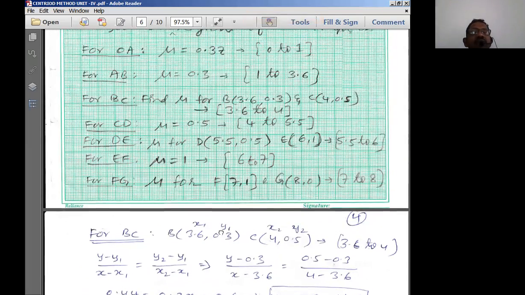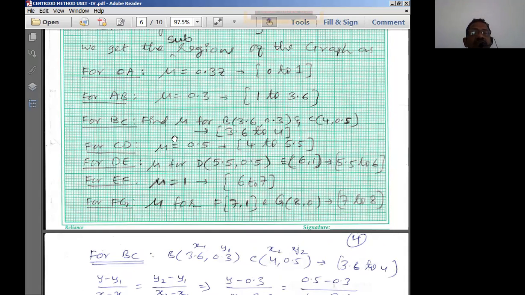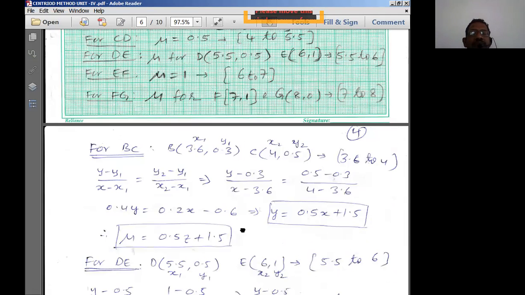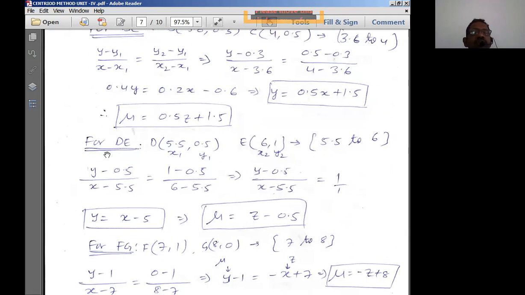Similarly, CD is constant. Mu is equal to constant for the CD line, so we don't consider it. DE, yes, for DE we have 2 points because it is not a straight line, so we have to find out the equation of the straight line for DE. Then FG also is not a straight line, so you have to find it out. Therefore we find the straight line equation for BC, DE and FG only.